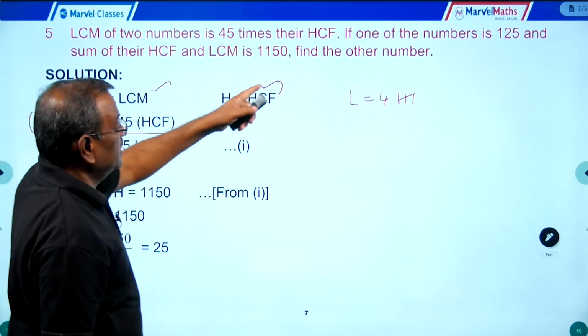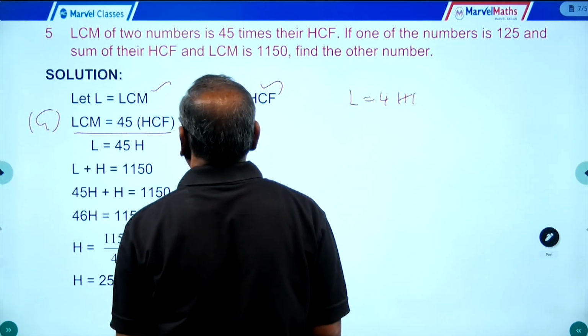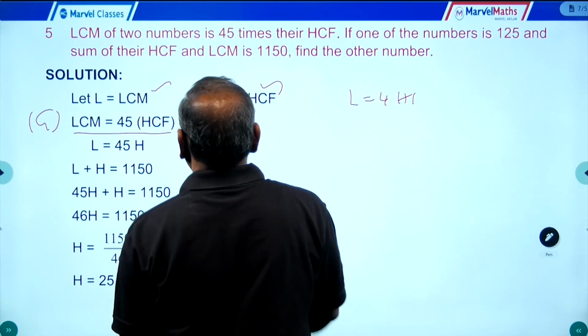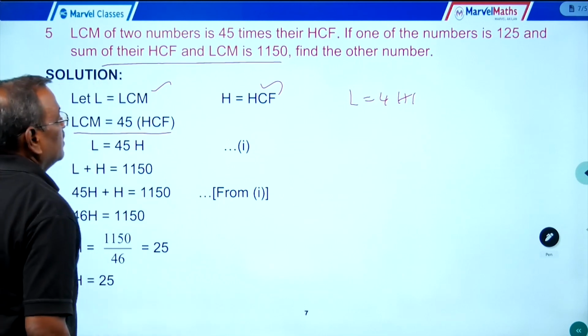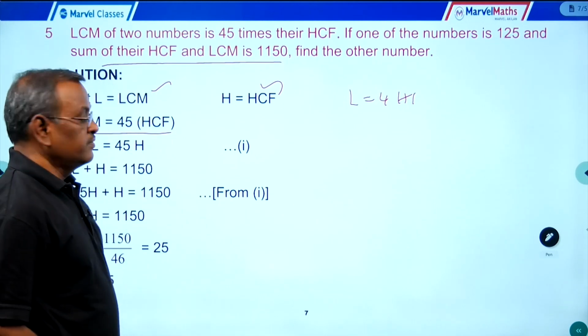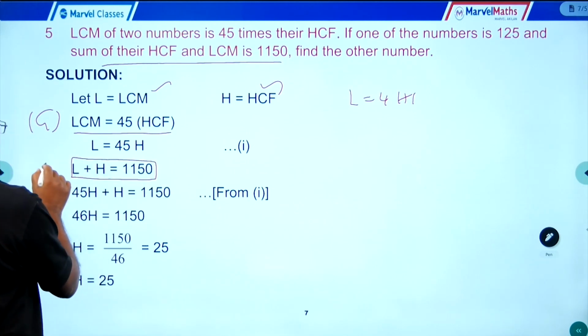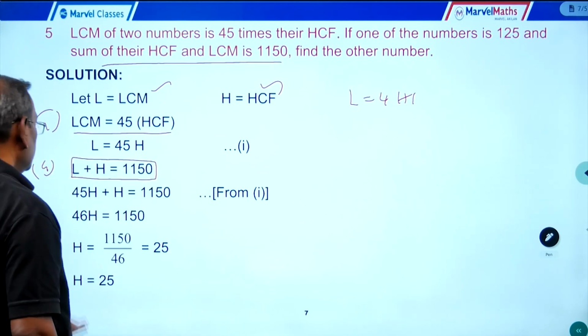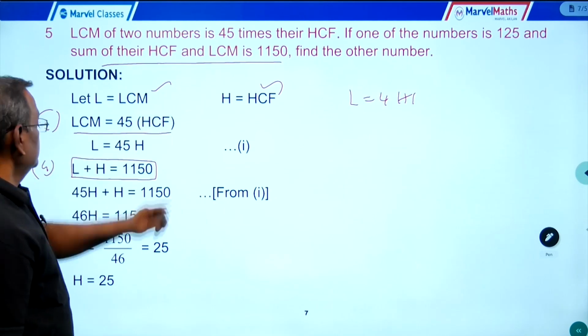But what is the second condition? One number is 125, and the sum of HCF and LCM is 1150. So LCM plus HCF equal to 1150. This is also given, so this is a linear equation.